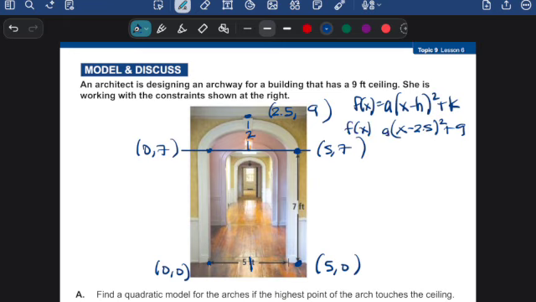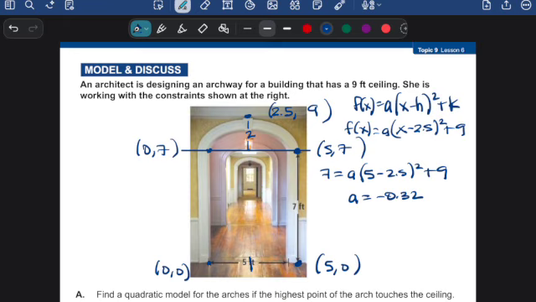How can we solve for a? Do you remember how we did this? Well, we can take any point that we know, and plug that in. So let's take the point 5 comma 7. That means my output is 7 equals a times 5 minus 2.5 squared plus 9. And now I just solve for a. And if I do the calculations, I'm not going to do it all, but we've done this before. If we solve, a would equal negative 0.32.